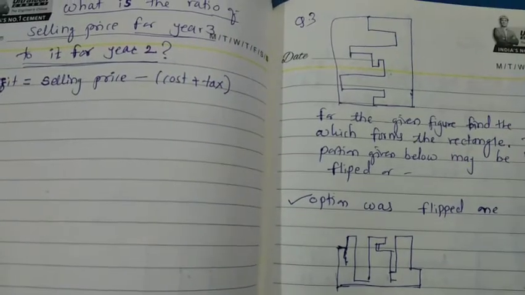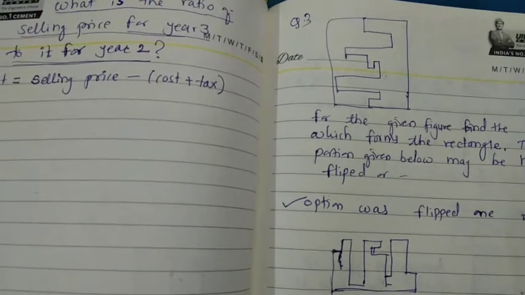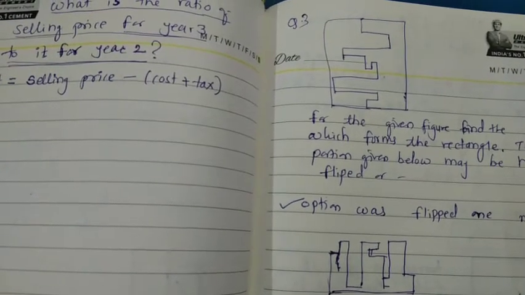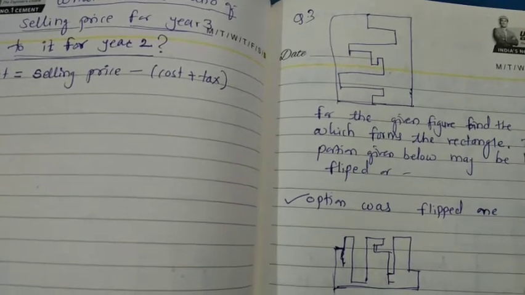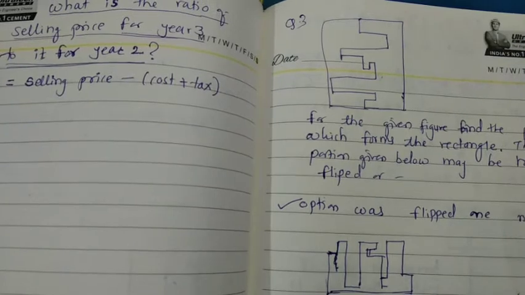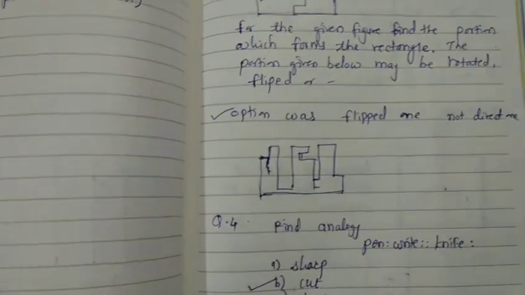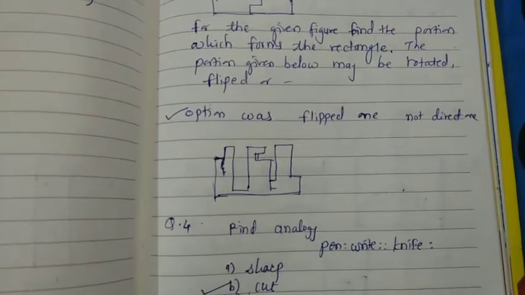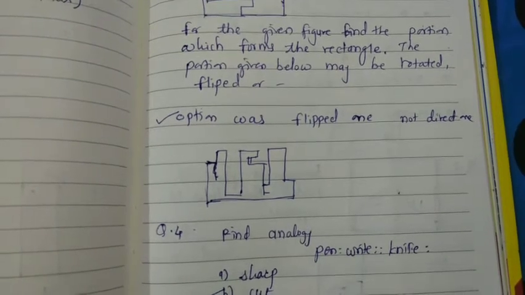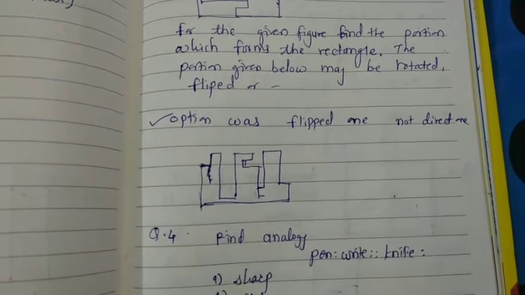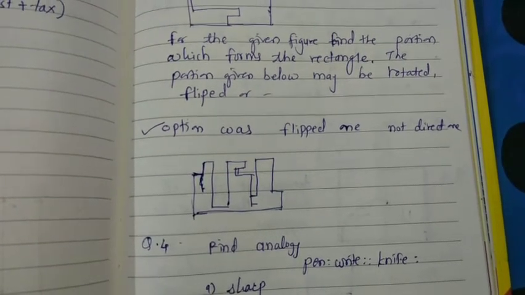The next question asked is, you are given such a diagram, and for this diagram we have to find the matching figure to form the rectangle. In this case the answer may be in the flipped form or rotated form. So the correct option is not the direct one, it is in the flipped form like this. So it is flipped left to right.